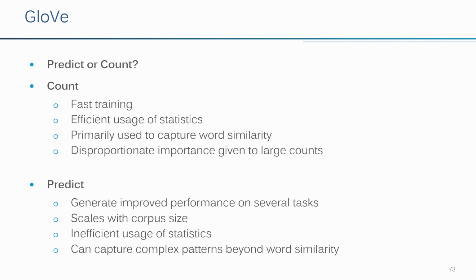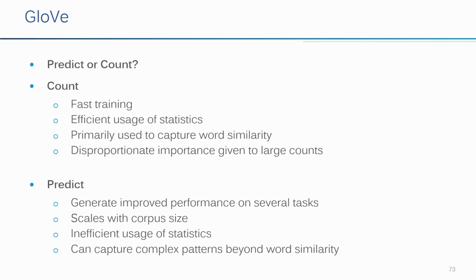Pretty much, we consider the best scenario from both worlds: the counting that we saw in the past lectures and the prediction that we just saw with Word2Vec. They try to put these together, or at least use the most interesting parts of both. On counting, we already know it's fast to train. You can use some efficient approaches in statistics. You can capture word similarity, but it gives disproportionate importance to some large counts. So if you have large counts of words, they will be overrepresented in your approach.